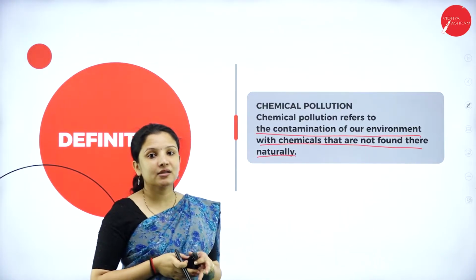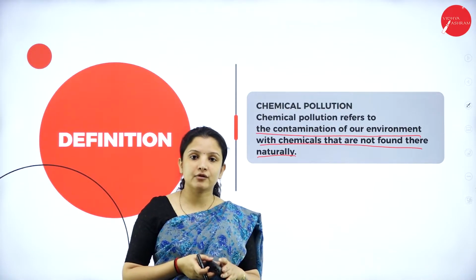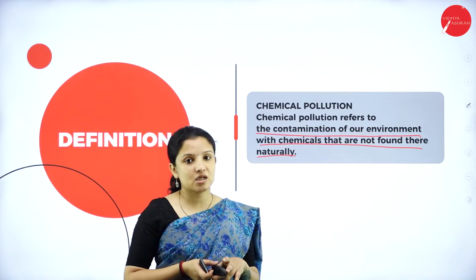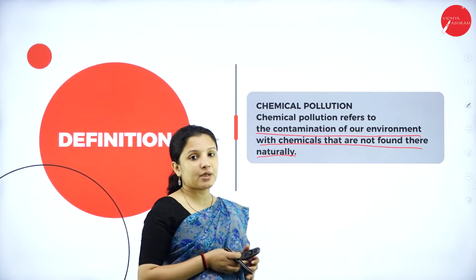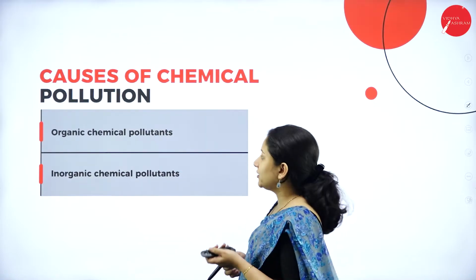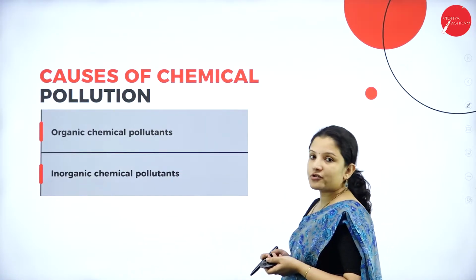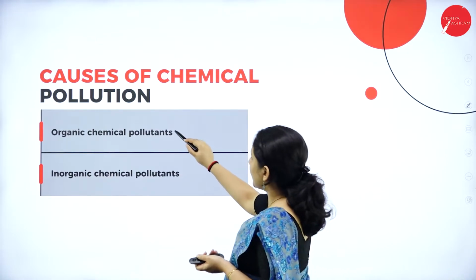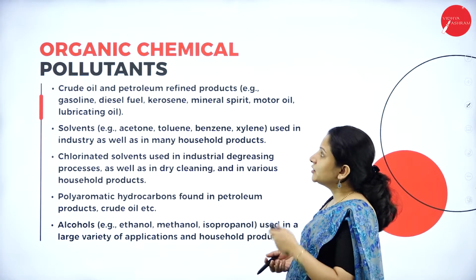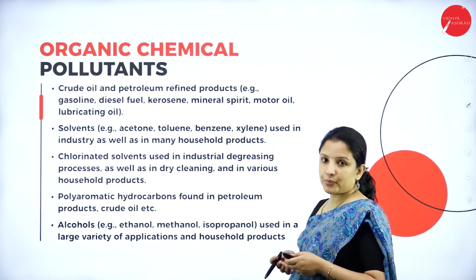So any chemical that enters into the environment, polluting it, altering it or contaminating it, is called chemical pollution. So what are the causes of chemical pollution? Let's look into it. Chemical pollution can be mainly caused by organic chemical pollutants and inorganic chemical pollutants. So, talking about organic chemical pollutants.